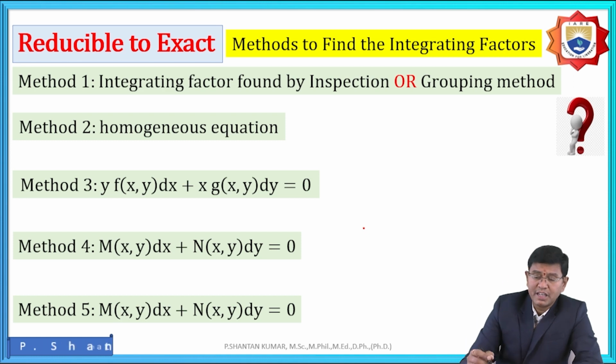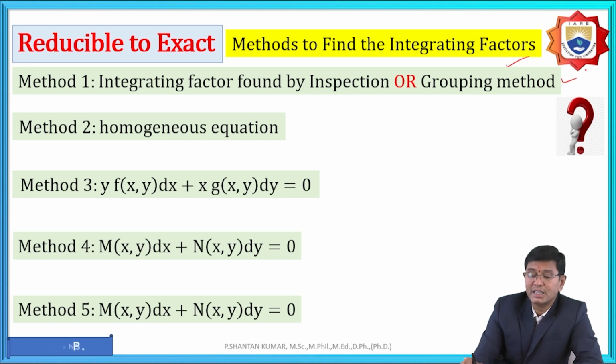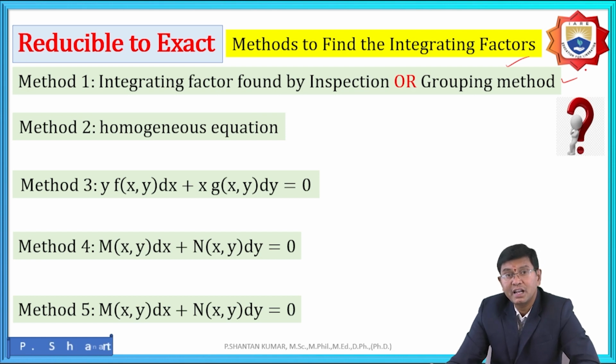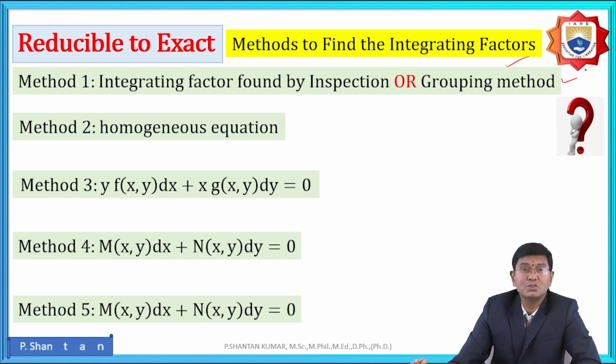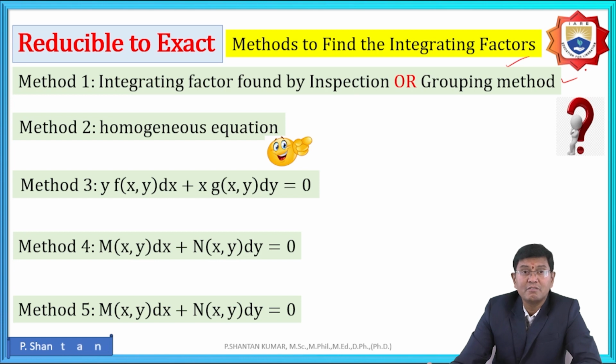And solving the exact differential equation. Here, as you know, the first method is the integrating factor found by inspection, or sometimes it is called a grouping method. That means whenever the equation is not exact, we need to observe, first of all, whether any formula is satisfied or not, without calculating any modifications, or by using the modification, whether it is suitable for any grouping method by applying direct integration. If it is satisfied, we need to follow that. Second one, the homogeneous. If it is not suitable for the inspection or grouping method, we need to check whether it satisfies the homogeneous condition or not.